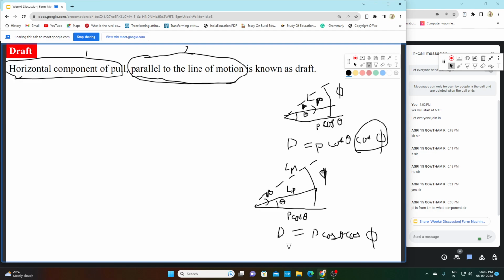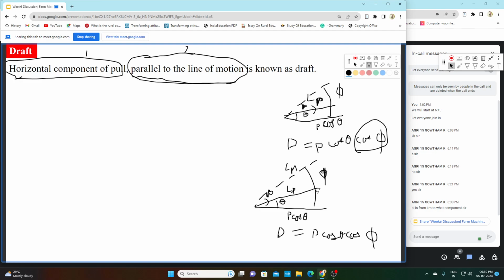Phi is from what components? Phi is from P cos theta to LM. This is the horizontal plane. This plane, LP and P cos theta, is the vertical plane, and P cos theta and LM is the horizontal plane.